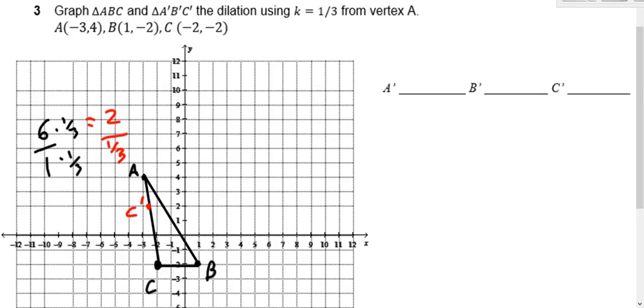You do pretty much the same thing with B. To get from A to B, you have to go down 6 and over 4. But the dilation, the scale factor, is 1/3. So you do 1/3 of that and 1/3 of that. So instead, we're going to go down 2 and over 4/3, which is like 1 1/3. So you go down 2 and over 1 1/3 to get B prime.